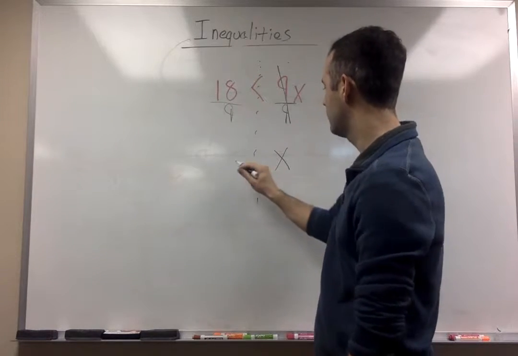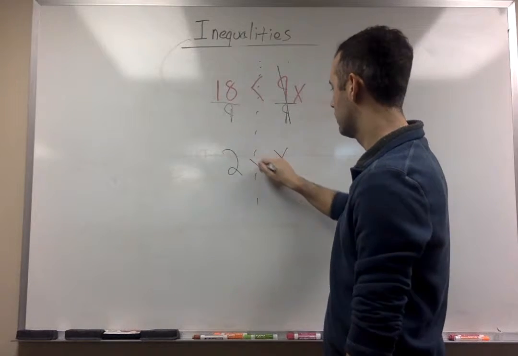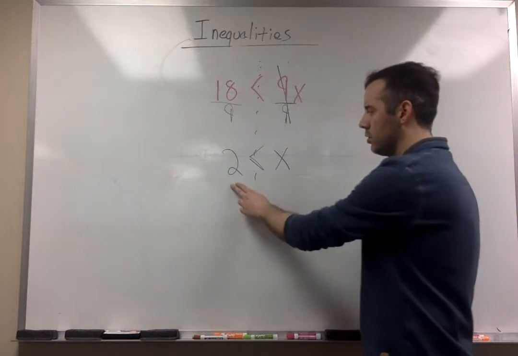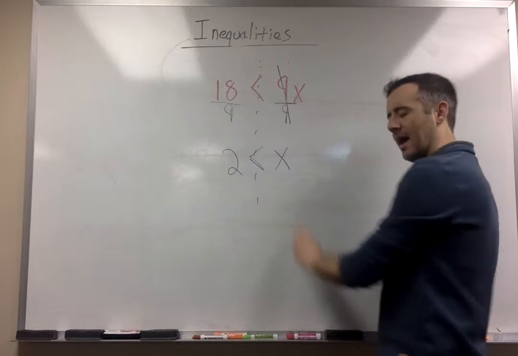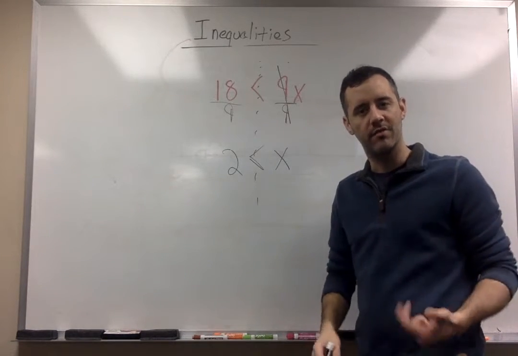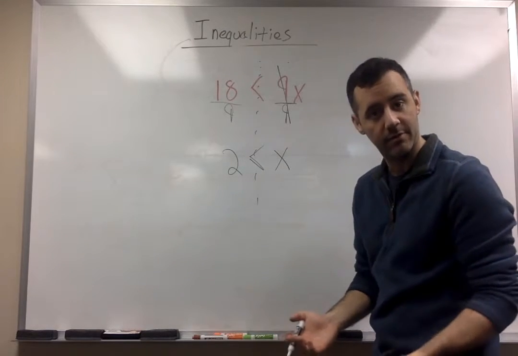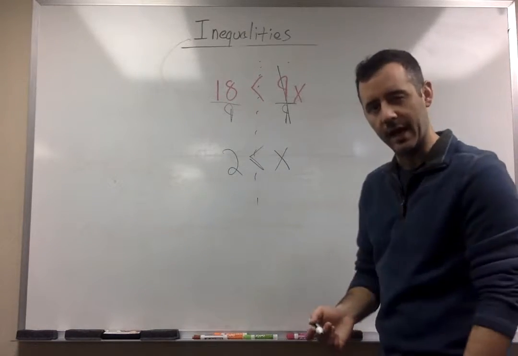18 divided by 9 is 2, you got it. Bring down my symbol. Now I have 2 is less than x. Weird, it's kind of written backwards, right? It might be hard for me to graph because x isn't first. Why don't I just make x first? How do I do that?